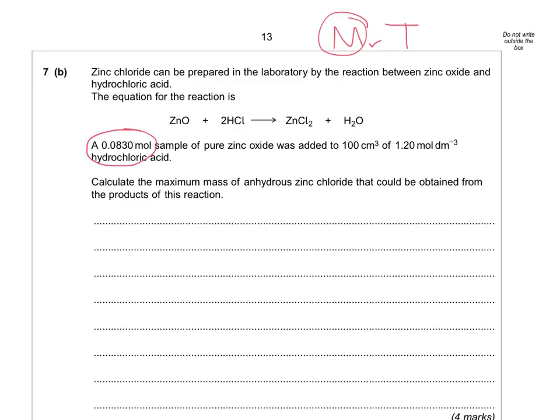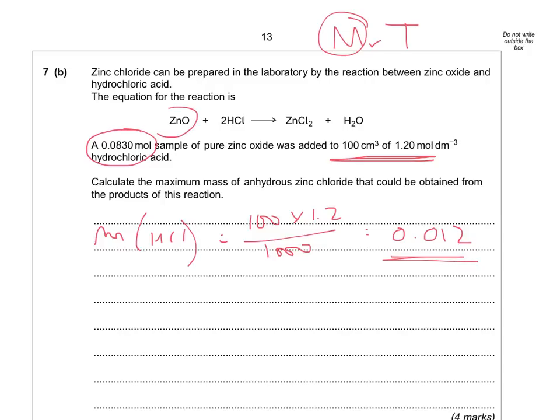you've got that number of moles of zinc oxide, but you've also got this number of moles of hydrochloric acid. So it's probably worth checking which one is the one that's in excess. So you've got moles of HCl, that equals 100 times 1.2 over 1,000, so that equals 0.012. Now, the amount of zinc oxide that would be needed to react with this is 0.06, so 0.012 divided by 2, because that's what the ratio is.